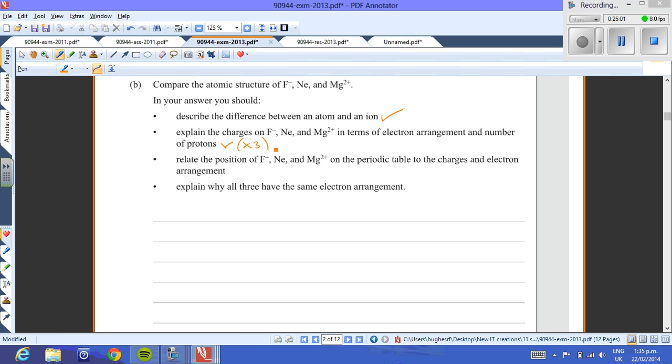Relate the position of fluoride, neon, and magnesium on the periodic table to the charges and electron arrangement. So this is basically the idea of group number having an influence on how many electrons you're going to lose or gain, and explain why all three have the same electron arrangement.